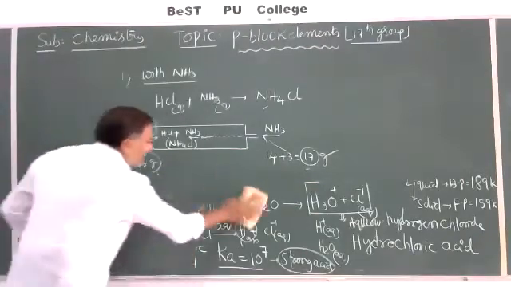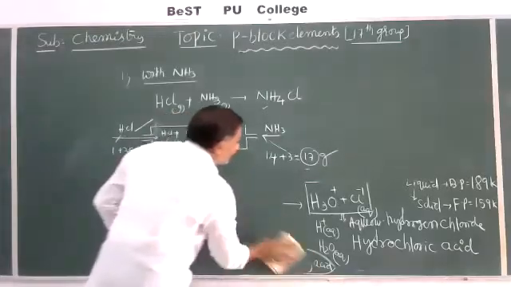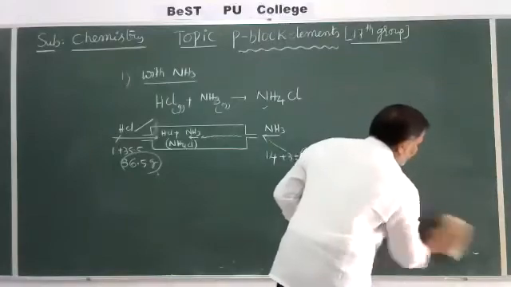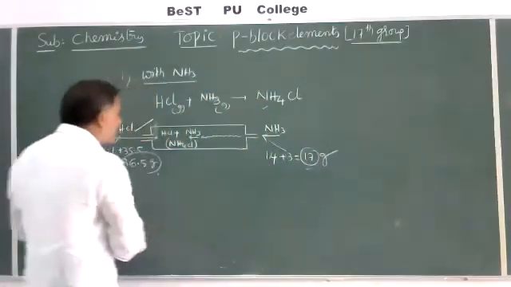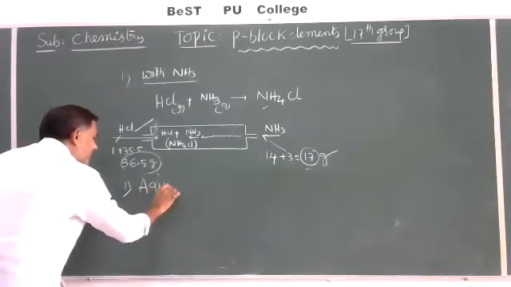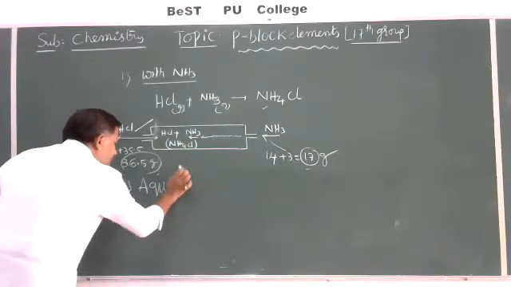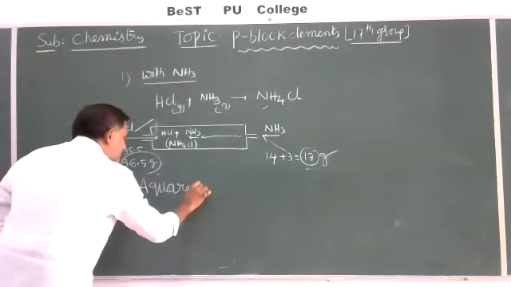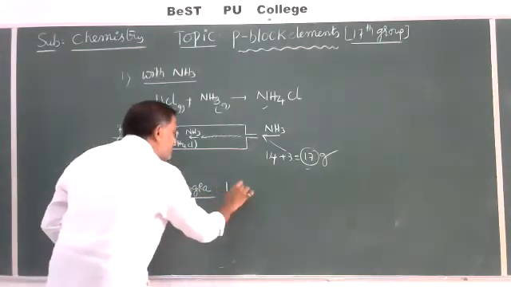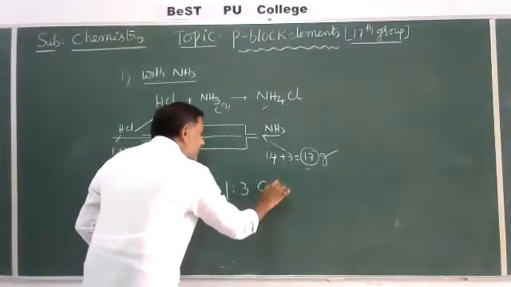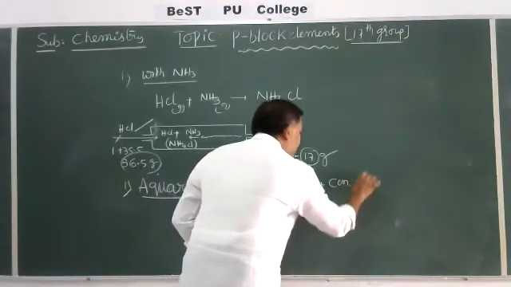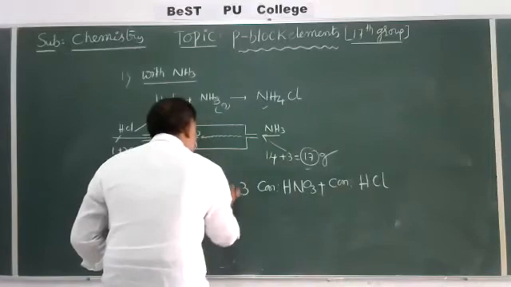After this, one of the most important uses of HCl is that it acts as a strong acid. Due to this strong acidic nature, it is used as a solvent under the name aqua regia, which is a 1:3 ratio of concentrated HNO3 plus concentrated HCl, called aqua regia.